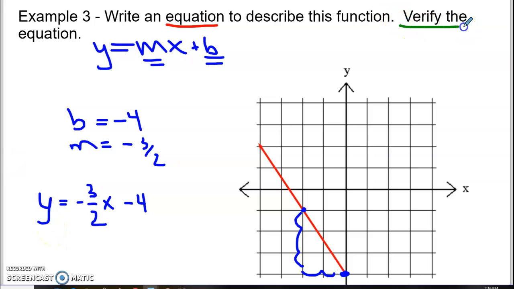Now the next part of the question says verify. So to verify that this is correct, what you need to do is take a point somewhere on your line and plug it in to see if both sides are equal. So when I'm looking here, we can use any nice point that we have. I'm seeing that there's a nice point here, which would be at -4 and +2. So why don't we try that one? So we're going to plug in -4 for x and +2 for y.